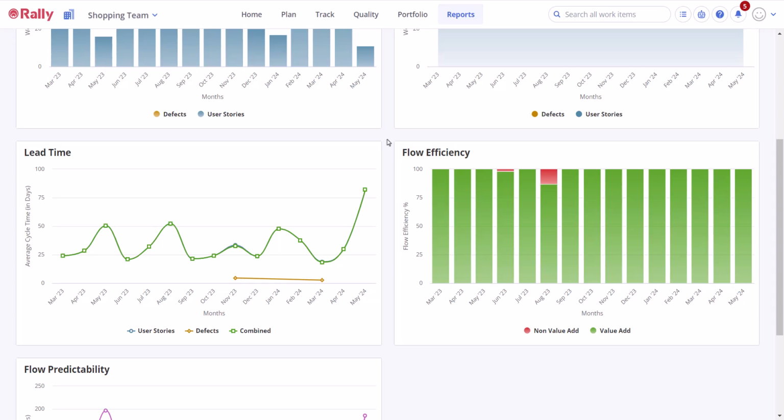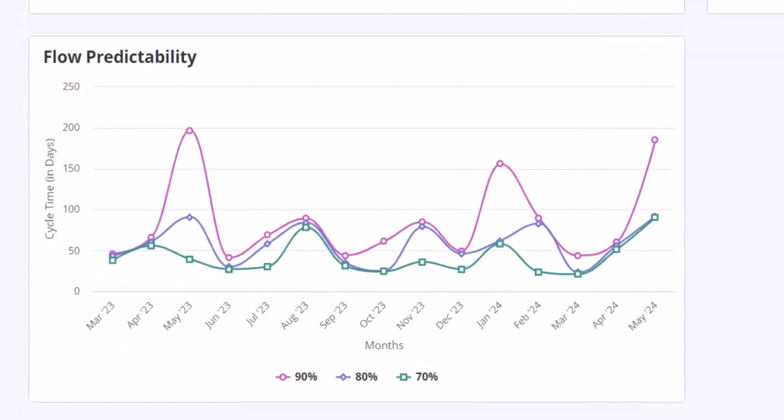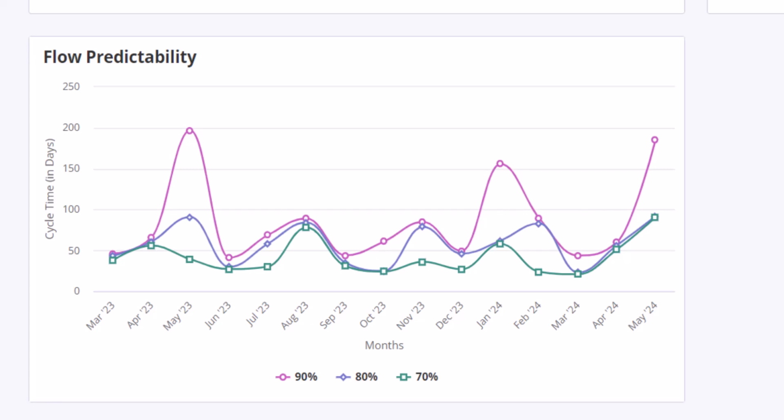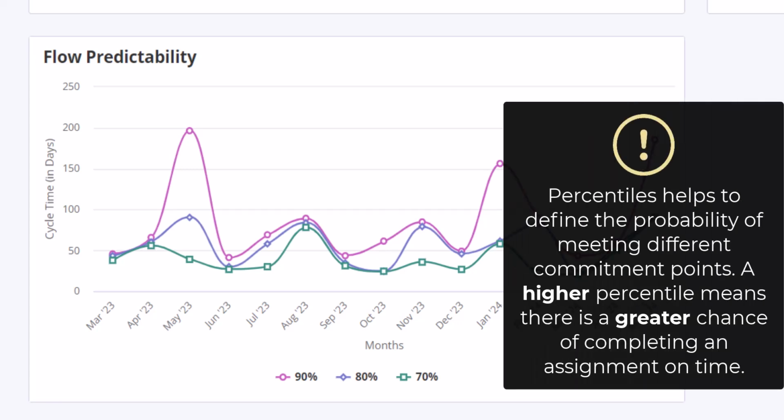The Flow predictability chart answers the question, how well does my team plan and how good is it at meeting its objectives? This chart provides insight into cycle time and predictability for your team. Ideally, the percentile lines should stay close to each other while slightly going down over time. This means that your workflow is predictable and that your teams deliver value at a fast and consistent pace. Percentiles help to define the probability of meeting different commitment points. A higher percentile means that there is a greater chance of completing an assignment on time.